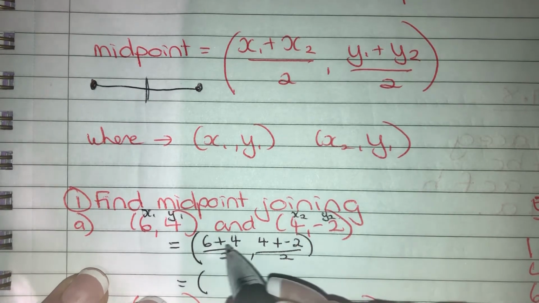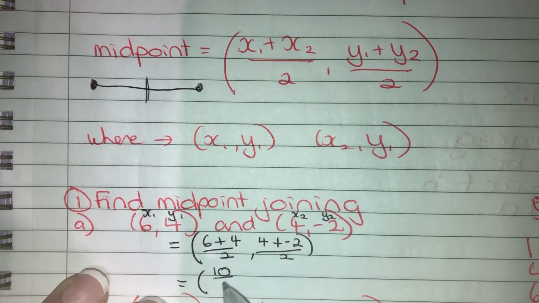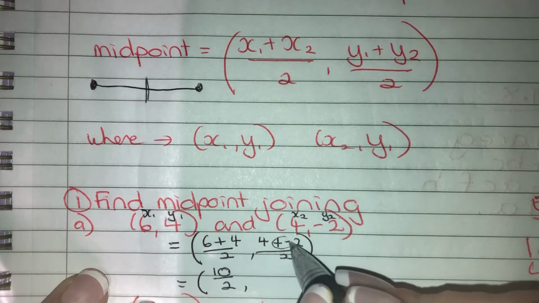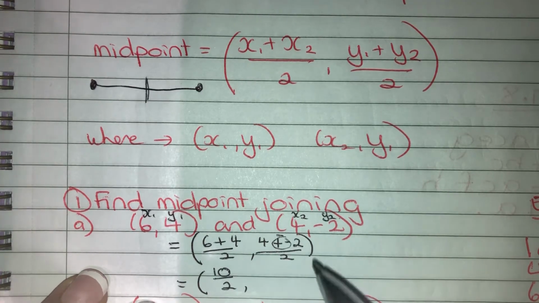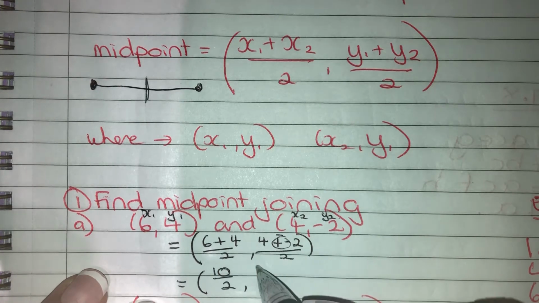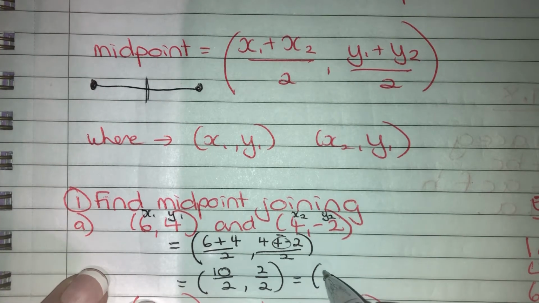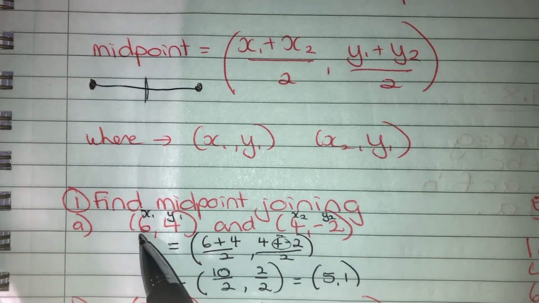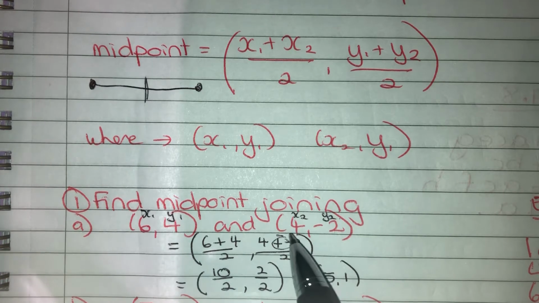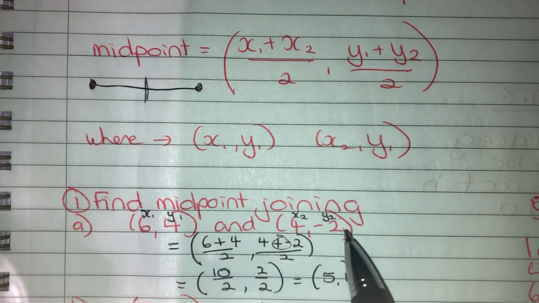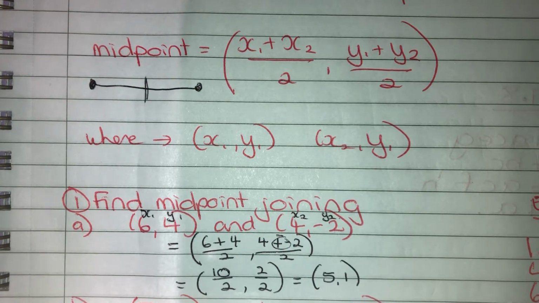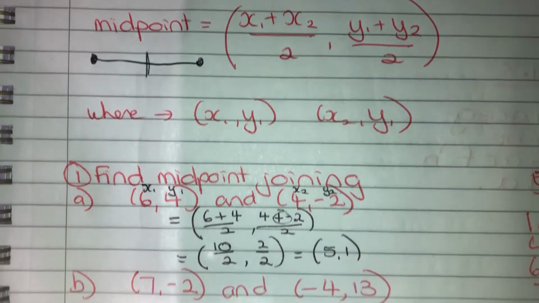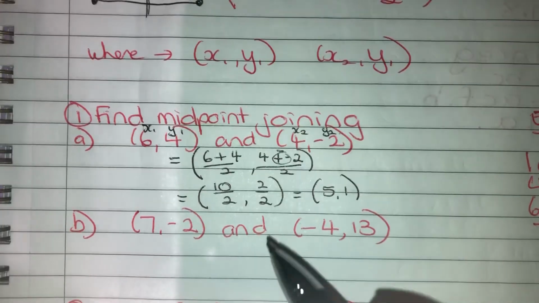So we've got 6 plus 4 is 10, divided by 2. A minus and a plus becomes a minus. So 4 minus 2 is 2 over 2. And your answer is going to be 5, 1. So if you were to draw a graph and you plotted 6, 4 and 4, negative 2, the point that is in the middle of those two dots is 5, 1. That's nice and straightforward.